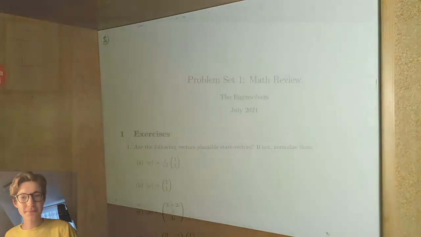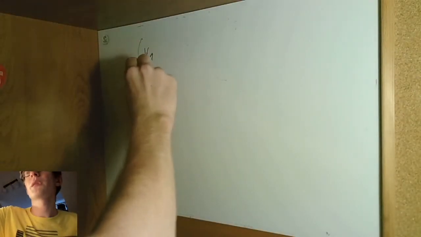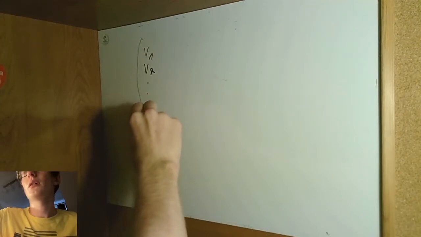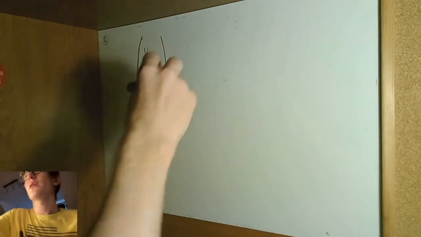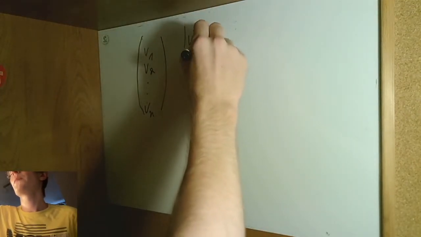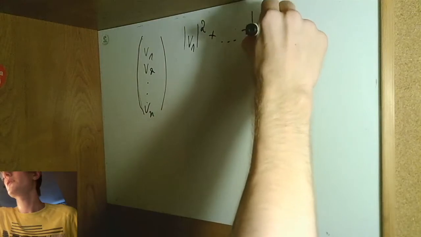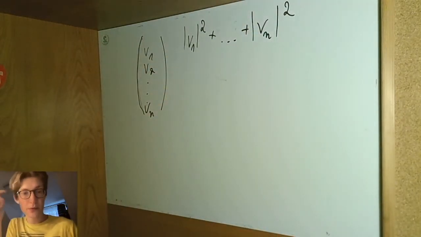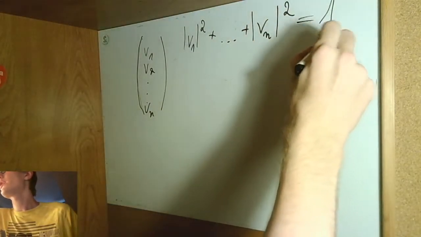So let's begin. The first problem involved checking whether a given vector is a plausible state vector. So let's quickly remind ourselves what it means. If you have an arbitrary vector, let's call its coefficients v1, v2 to vn, then we call it a plausible state vector if the sum of squares of absolute values of its coefficients, which might be complex, which can have both imaginary and real parts, of course, is equal to 1.